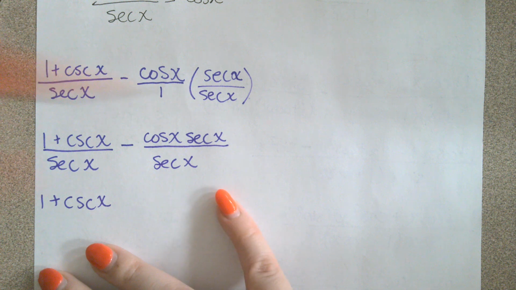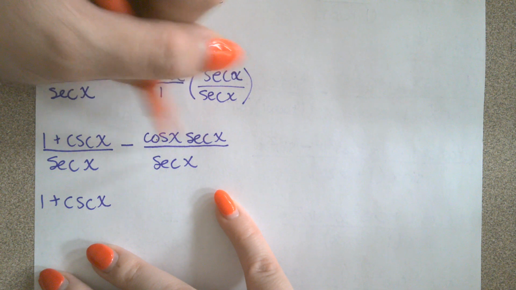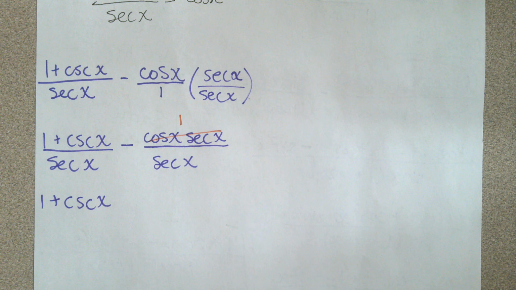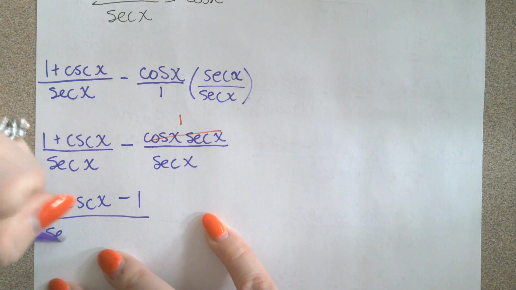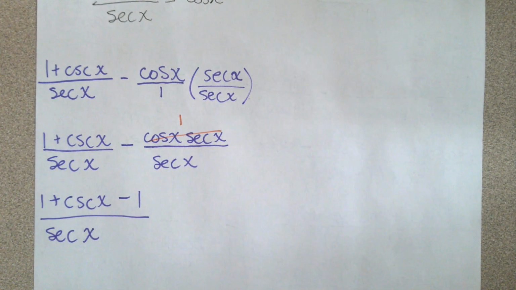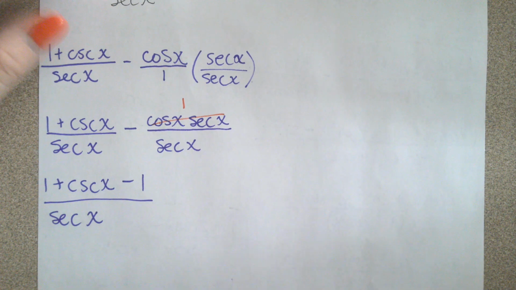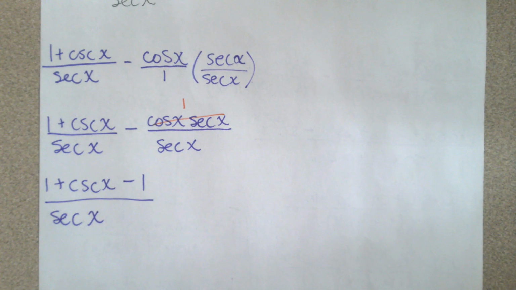Actually, you know what? I'm going to cancel it. It's going to make myself feel better. Cosine, secant, they are opposites. They are reciprocals. You give 1 minus 1 over secant x. Yeah, I'm not going to show you the other way I was going to do it. That is far more complicated. I don't know what I was thinking at the time.